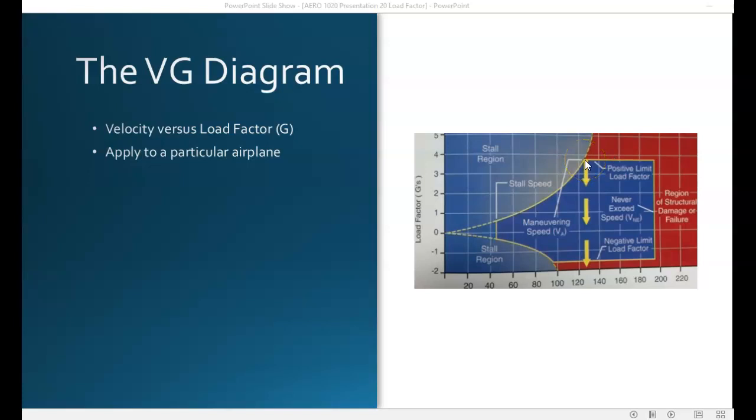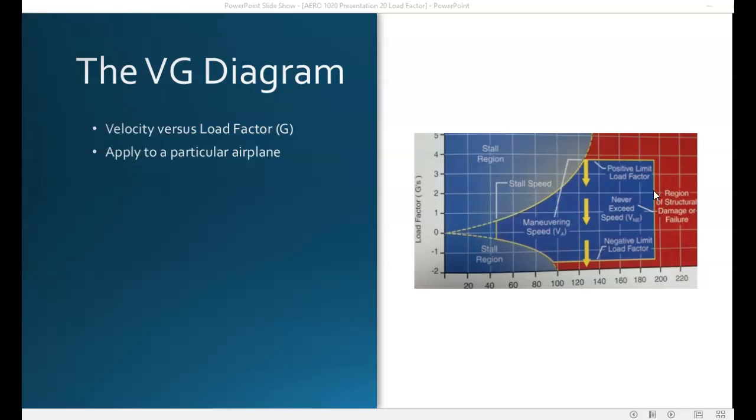Any airspeed less than this does not provide enough positive lift capability to cause structural damage. At airspeeds below the maneuvering speed, load factors above this line are unavailable aerodynamically because the aircraft can't fly above the line of maximum lift capability since it will stall.